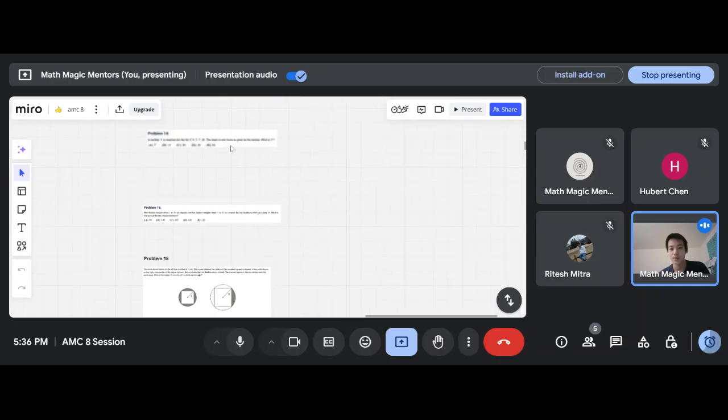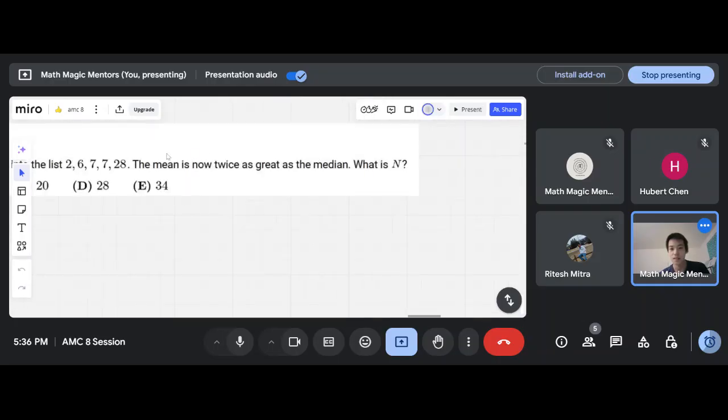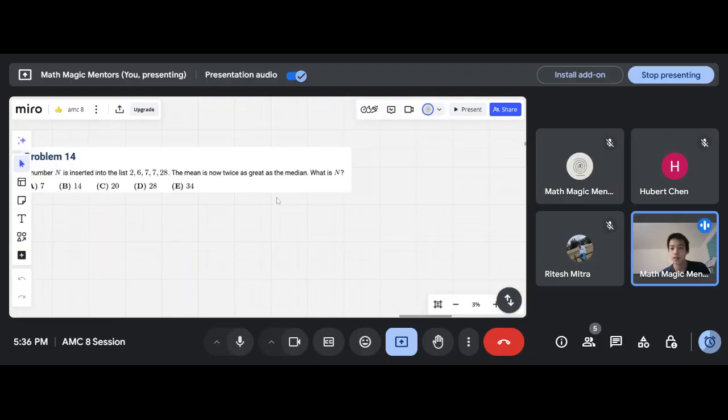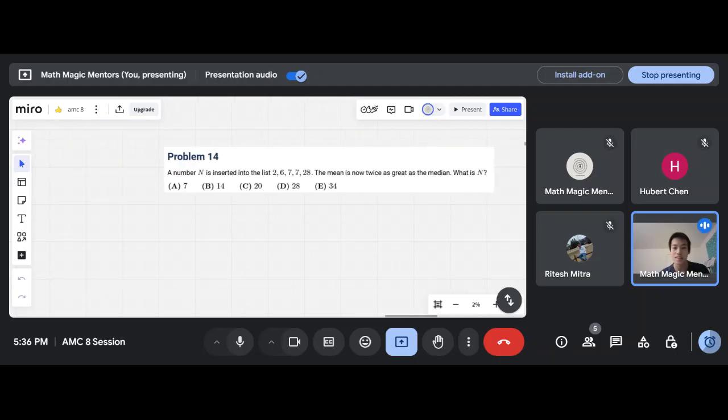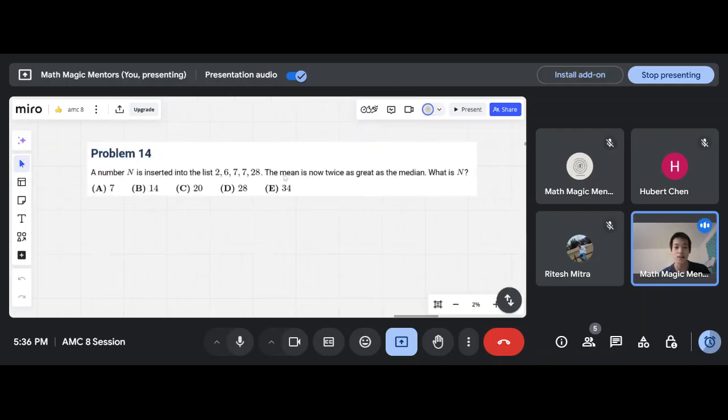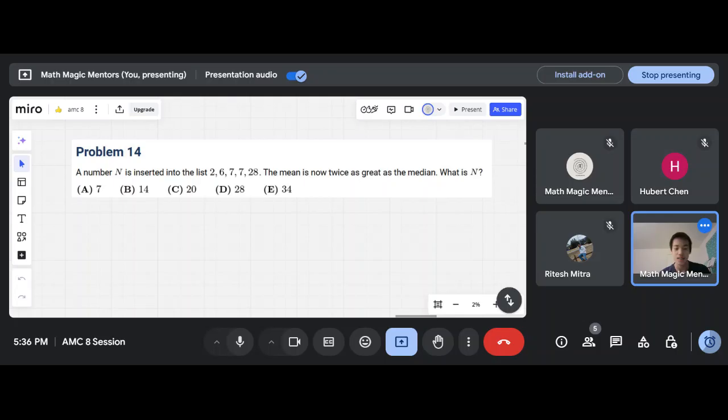All right. Problem 14 reads: a number n is inserted into the list 2, 6, 7, 7, 28. The mean is now twice as great as the median. What is n? Okay.